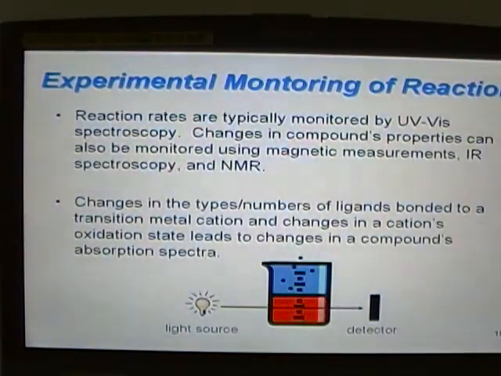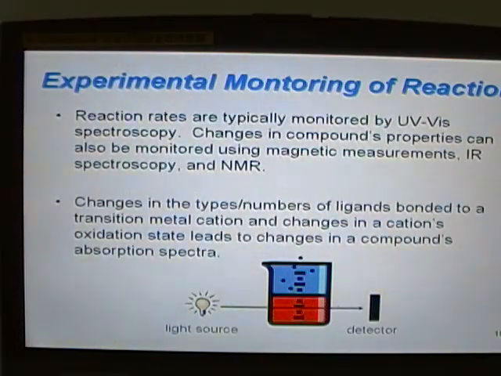Now, we need to talk about kinetics. That's a big part of the discussion on reaction types in coordination chemistry. Reaction rates, remember, if you haven't thought about it in a while, you want to review it. Reaction rates are typically monitored by UV-vis spectroscopy. The changes in the compound's color are measured by UV-vis spectroscopy, but you can also measure changes in a compound's property by magnetic measurements, infrared spectroscopy, and NMR.